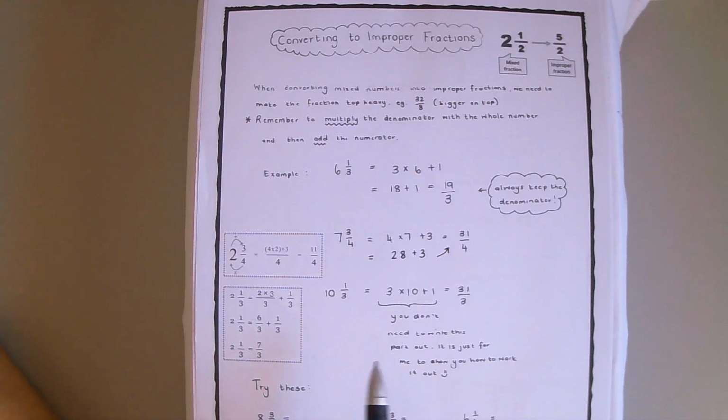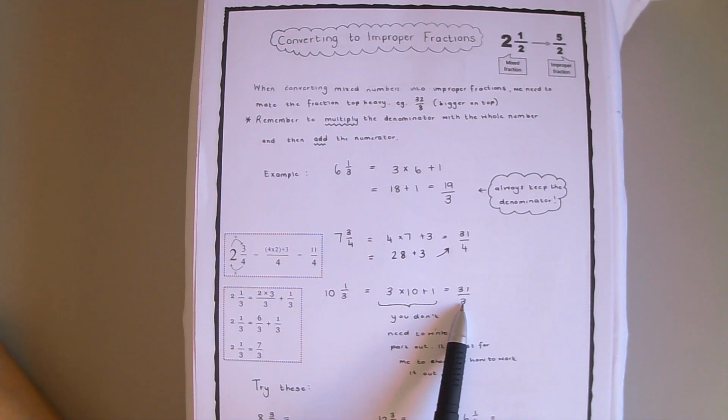Now I've given you a couple of examples. Here's another one, 10 and 1 over 3. We're going to take 10 times 3, because remember there's 10 lots of 3, and that's going to be 30. 30 plus 1 is 31 over 3. Now I've written here that you don't always need to write this part out. I just wanted to show you how to work it out, but a lot of children still do it. So you are more than welcome to write it out. If it is going to help you and you're going to get the marks for it, or you're going to get the correct answer, then you must do it.